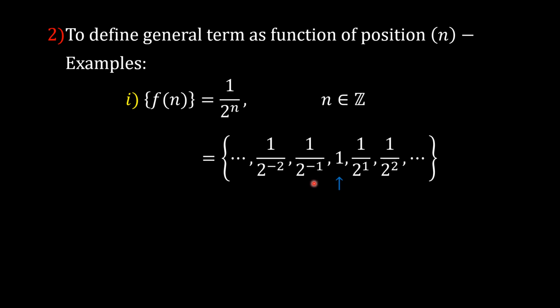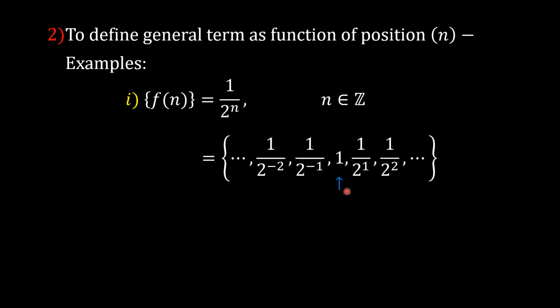That will give us 1 upon 2 raised to minus 1. So this one is the entry corresponding to n equal to minus 2. This one is the entry corresponding to n equal to minus 1. If we put n equal to 0, it will give us 1 upon 2 raised to 0, that is 1 upon 1 equal to 1. Put n equal to 1, that will give us 1 upon 2 raised to 1. N equal to 2 will give us 1 upon 2 square and so on.